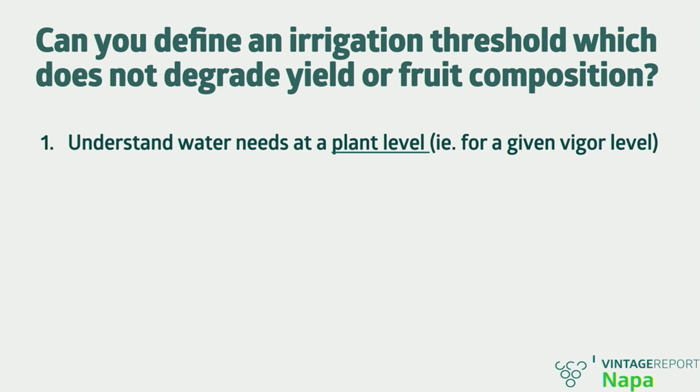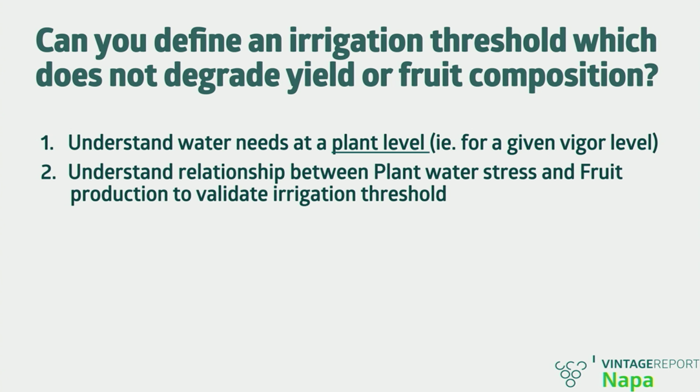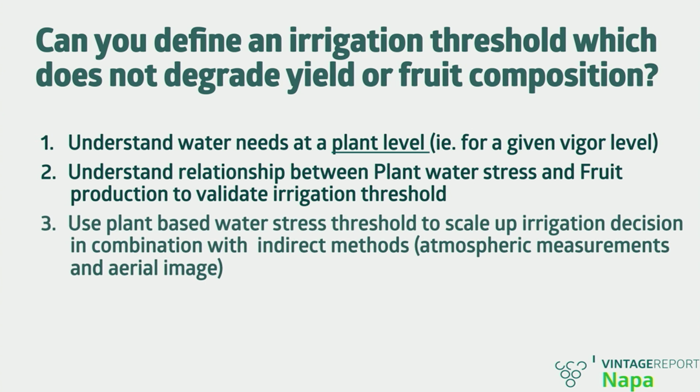So in that context, we are going to discuss if we can define different irrigation thresholds that still do not degrade yield or fruit composition, by understanding water needs at a plant level, understanding from there the relationship between plant water stress and fruit production to validate that the new irrigation threshold is not jeopardizing vineyard production. And from there, we'll elaborate within an analytical framework how we can use those plant-based thresholds to refine and scale up irrigation decisions by leveraging aerial images and atmospheric measurement.